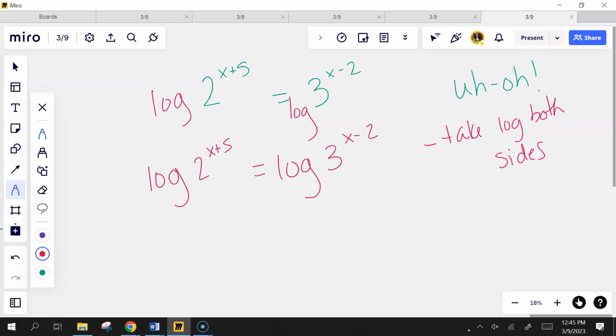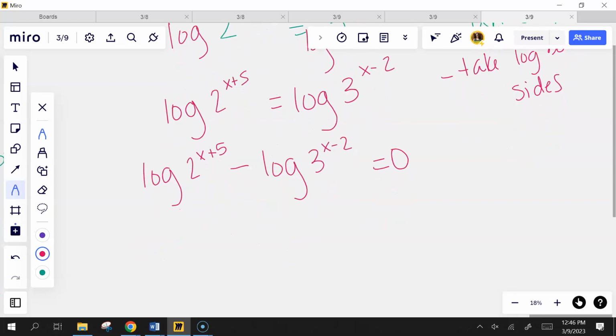Here's what I'm going to do. I am going to make it equal 0. I'm going to move it over. What happens if I condense it? When you condense, you'll only have one log. It won't be log over log. It'll be log of the argument over the argument. So 2 to the x plus 5 over 3 to the x minus 2. Do we all agree that that has been condensed now?